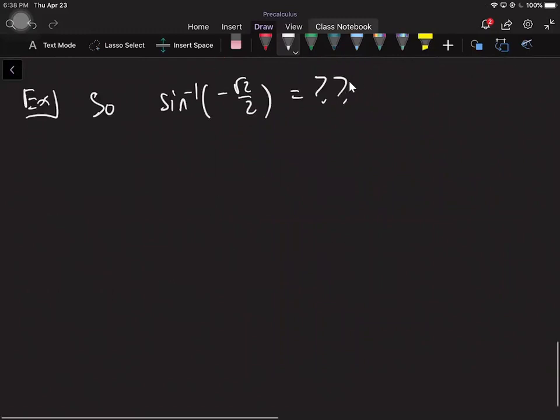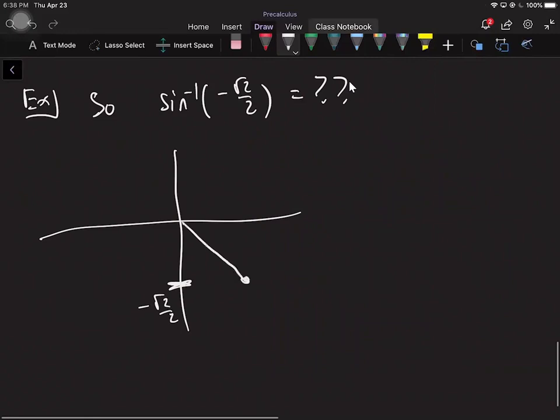So what I'm looking at is what angle makes the height be negative root 2 over 2? And there are two answers, of course. Actually, there's infinitely many answers to that question, but we just want to pick this one. We always pick the one on the right that goes from negative pi over 2 to pi over 2. So what is that going to be?